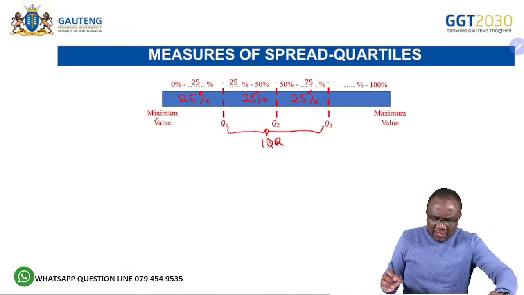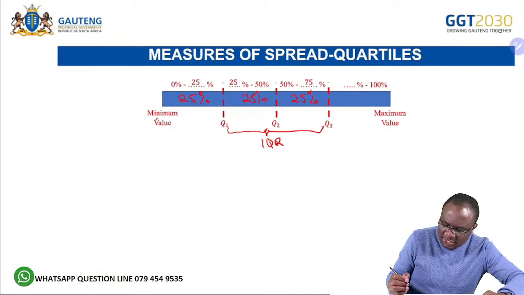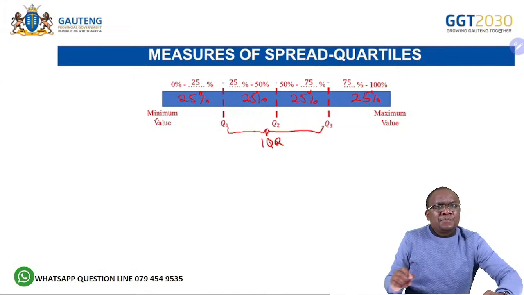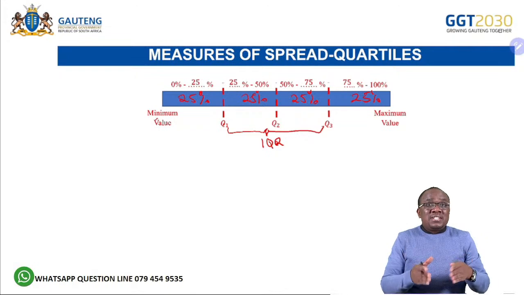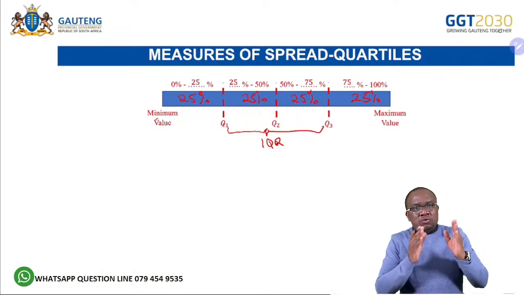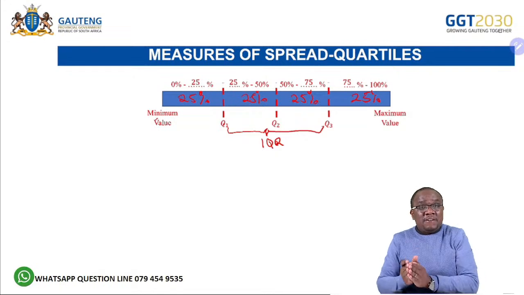Right, let's do the last part. And then from 75% to 100% is another 25%. Okay, so the quarters divide the data set into 4 equal parts. 25%, 25%, 25%, 25%.